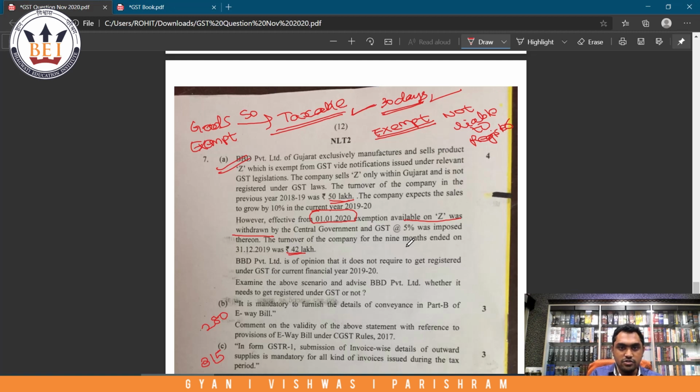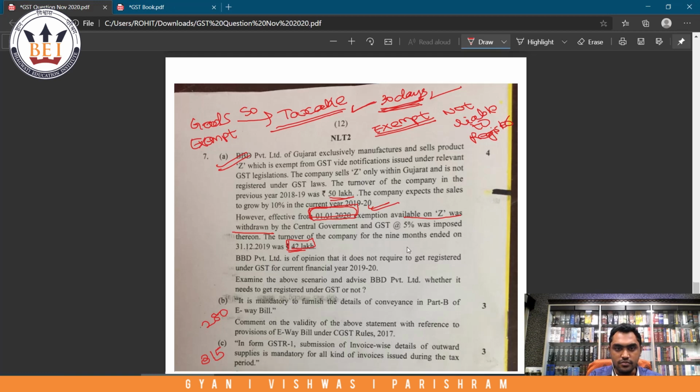So in current year also his turnover is 42 lakhs, which is more than 40 lakhs. Exemption has been withdrawn. So he is liable to register. So now he has to take the GST registration within 30 days from the date he became liable to register. That is from 1/1/2020. Fine.